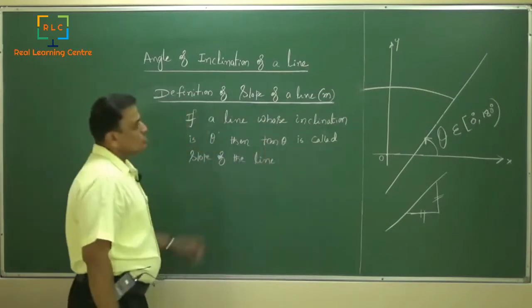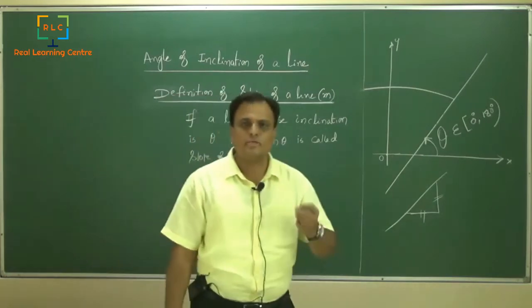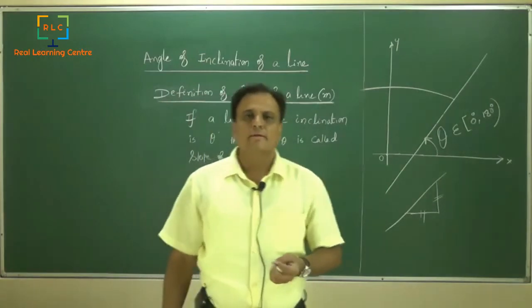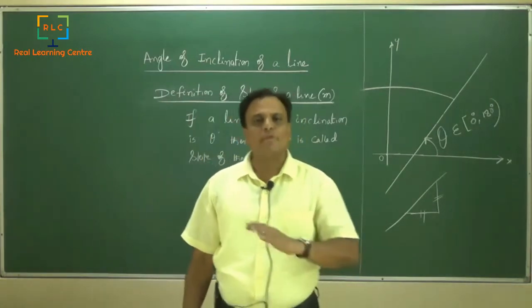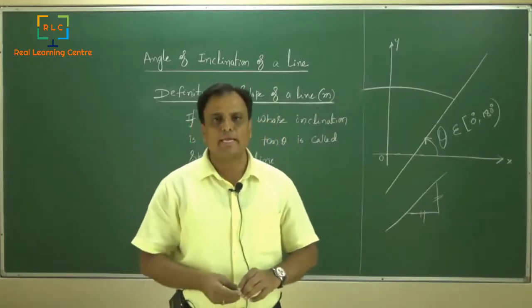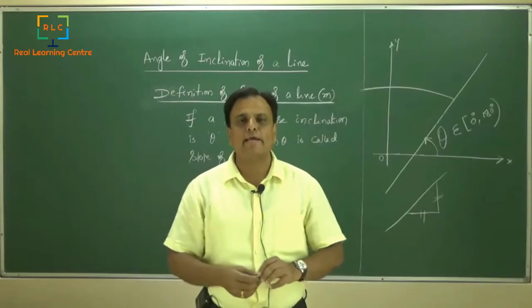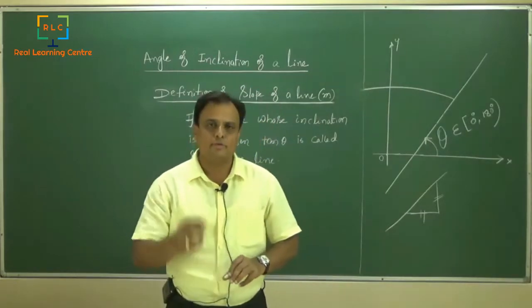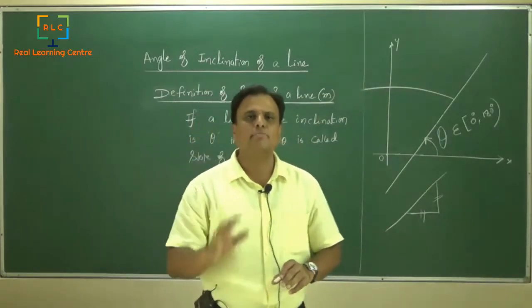And slope of a line is always denoted by m, and slope of a line has no units. You cannot give any units to the slope of a line, purely because the tangent of an angle is a purely real number. Therefore it is a scalar quantity.